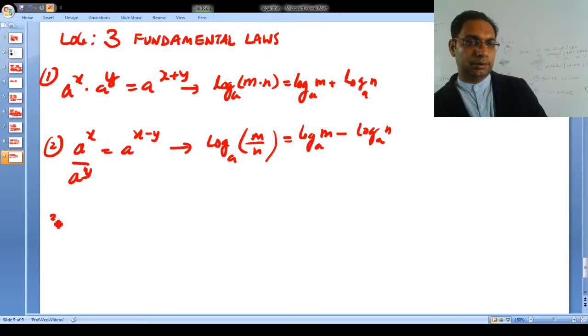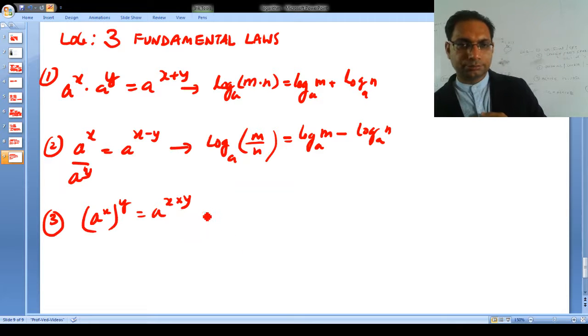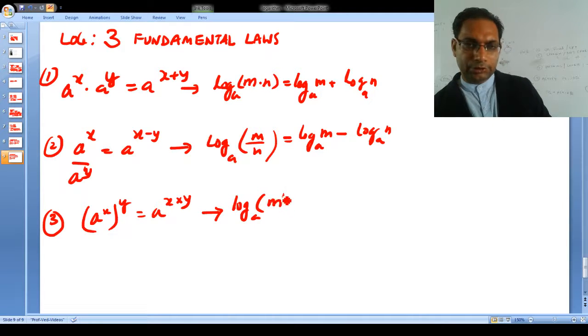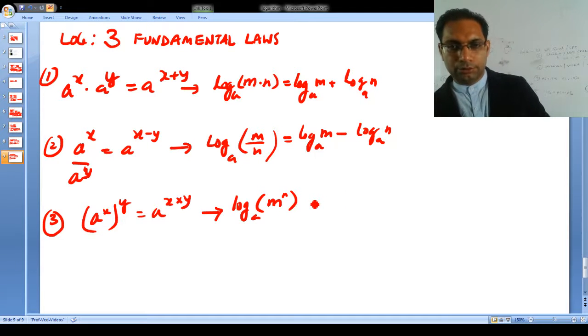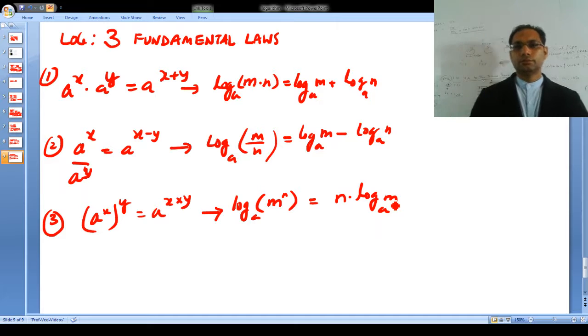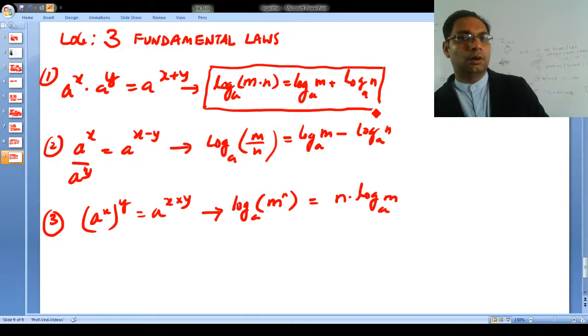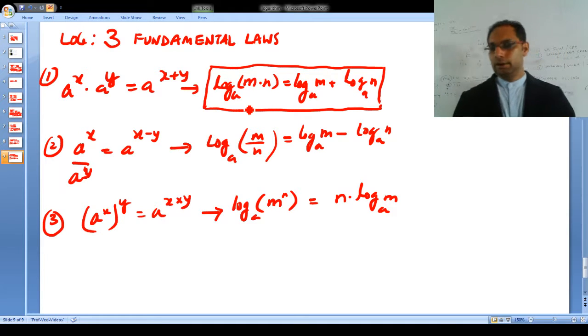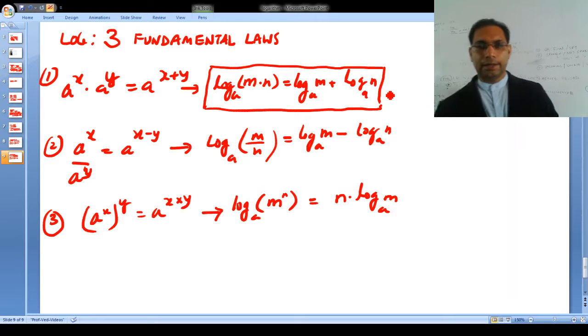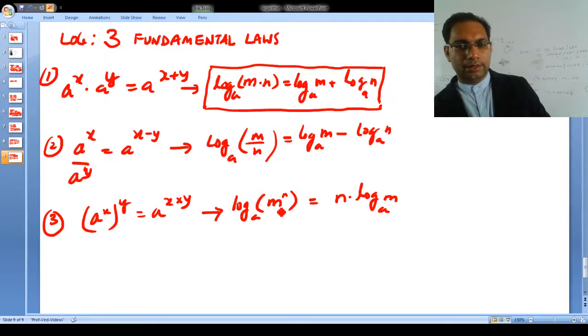And finally the third fundamental law. Do you remember this? a raised to the power x, to the power y. We say that, hey boss, this is nothing but this. So in the world of log, if you ever come up with a situation where m raised to the power n is given, you can confidently write this by taking n outside and writing it like this. That's it. This is what we are going to use to solve many problems in the area of log. Log of m into n to the base a is log am plus log an. Powers get added, powers get subtracted if there is a division, and if there is a power, it gets multiplied: n into log am. That's it.